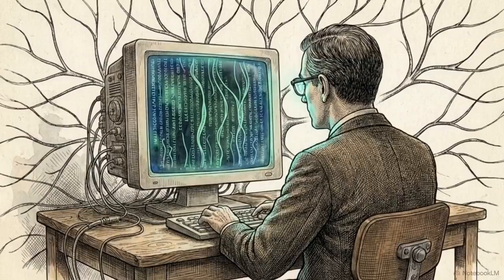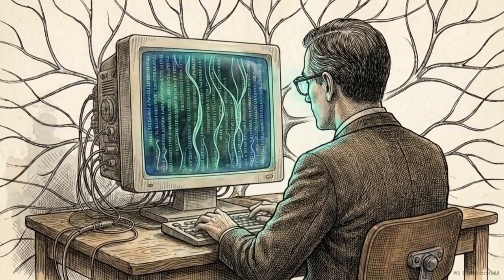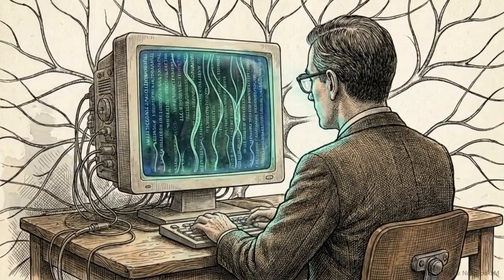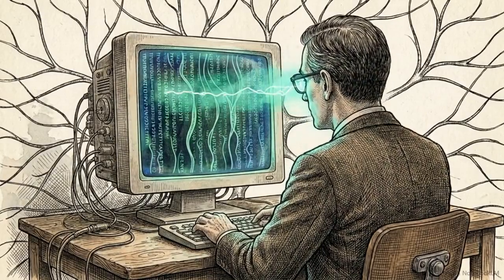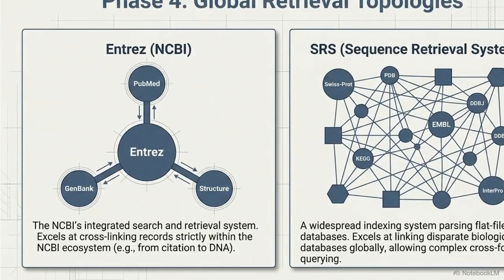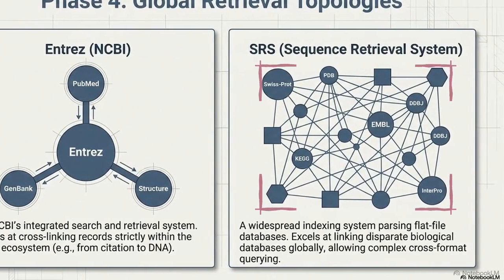For this vast data to be useful, scientists around the world must be able to query the global system and extract specific records for analysis. Retrieval follows 2 primary topologies. NTRES functions as a centralized hub linking records within the NCBI ecosystem, whereas the Sequence Retrieval System, or SRS, links disparate databases across the globe.